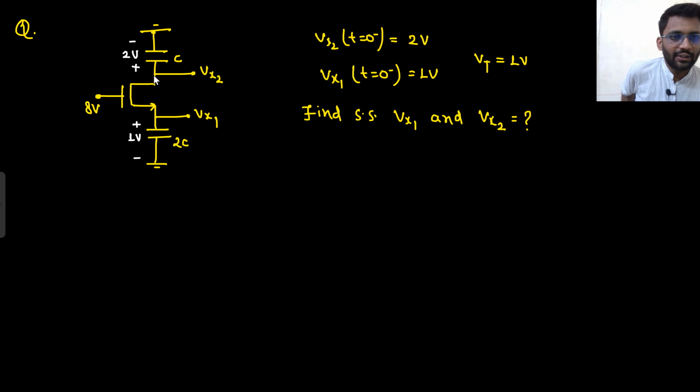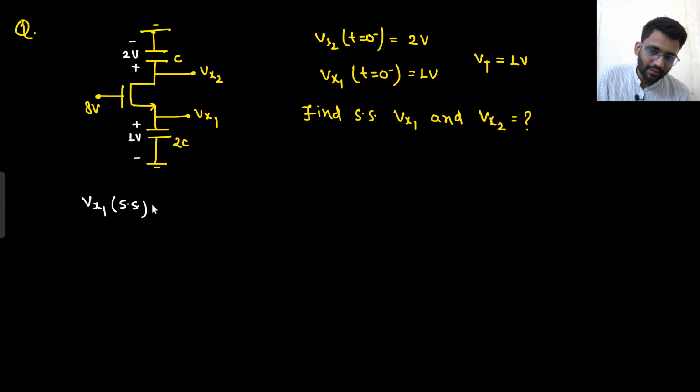You have to find the steady state value of Vx1 and Vx2. So what should be the steady state value of Vx1? What will happen? This is drain, this is source, there will be a current flowing here that will charge the capacitor 2C. So 2C can charge up to what voltage?